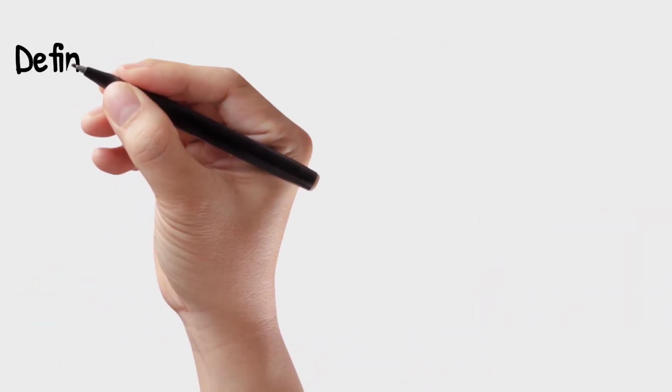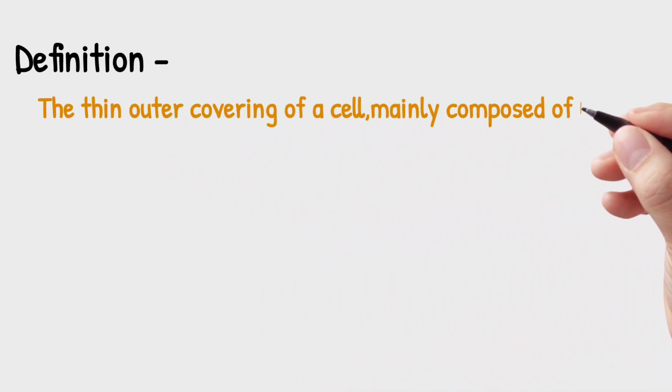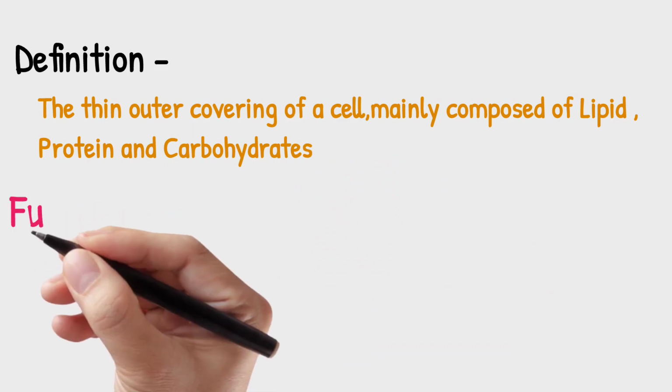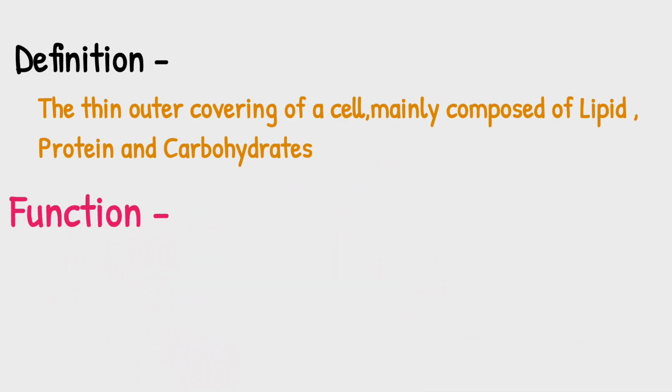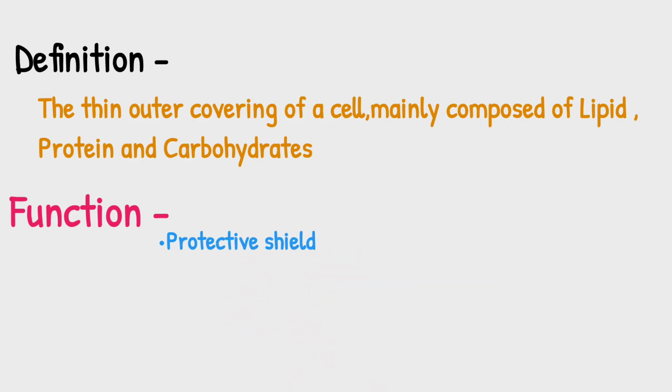So we can say that the thin outer covering of a cell, mainly composed of lipid, protein and carbohydrates, is called the plasma membrane. So what are the functions of the cell membrane? It acts as a protective barrier, or shield, against foreign particles, and prevents them from entering the cell. As we know, the cell is made up of cytoplasm without any proper structure. So the plasma membrane also provides the cell its shape and helps to maintain it.